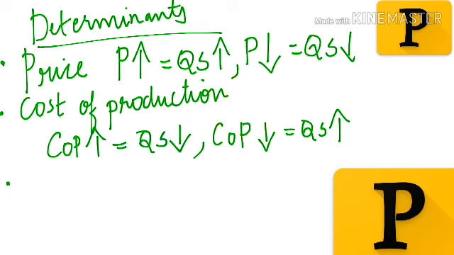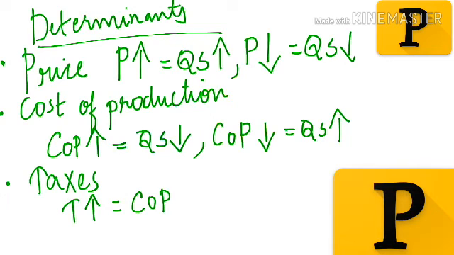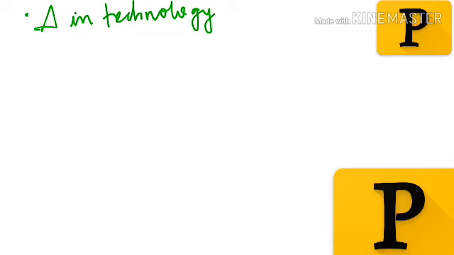Third important determinant of supply is taxes, or the rate of change in taxes. When taxes increase, what would happen to the cost of production? Cost of production also would increase, which would result in lesser supply, and vice versa. Next determinant of supply is change in technology. When there is an improvement in the technology, the supply would increase because now the production is also more. These are the important determinants of supply.